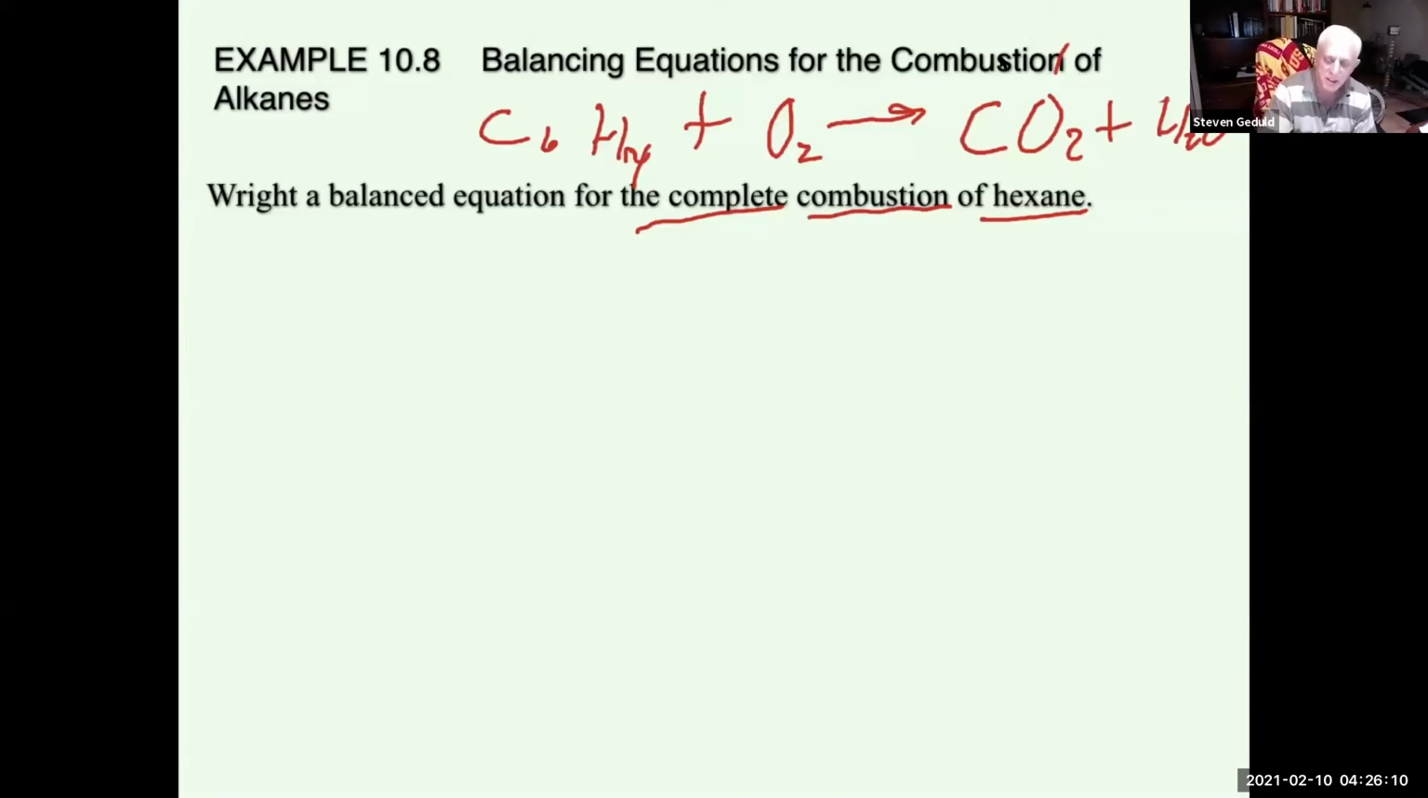All right, so complete combustion. There's your equation: C6H14 plus oxygen goes to CO2. What did I tell you to balance last in this equation?